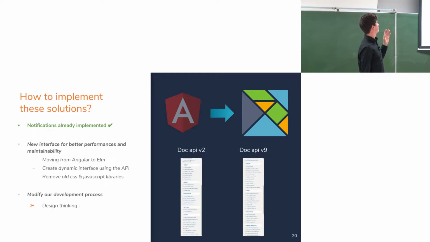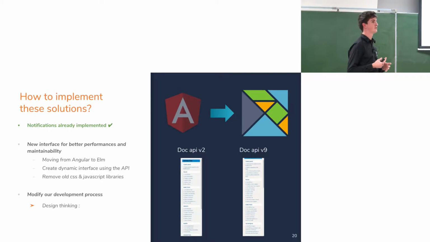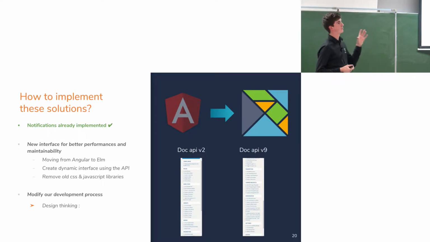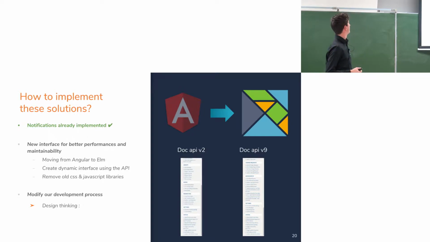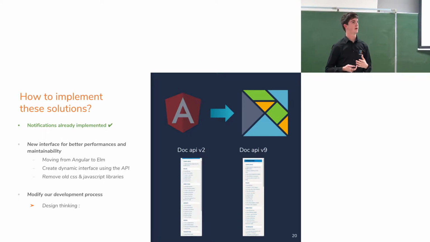We could, thanks to the API, create a dynamic interface. Today, the entire interface of Rudder does not use the API of Rudder. Just some parts use it. So thanks to that, we could remove all CSS and JavaScript libraries to improve performance. But all of this will take us lots of time.